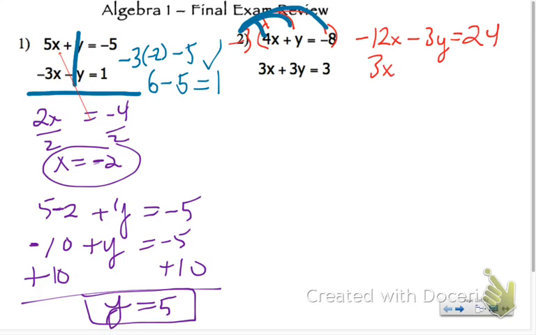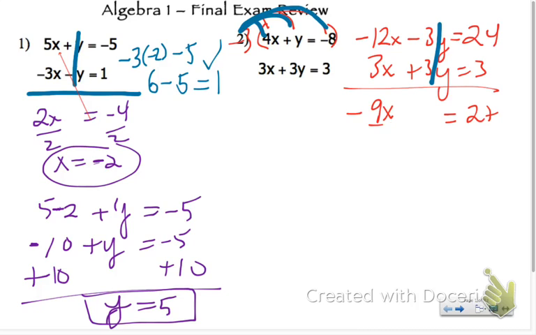And then we have 3x plus 3y equals 3. And then I'm just adding. So as I add and combine like terms, these cancel. This gives me negative 9x equals 24 plus 3, which is 27. If I divide both sides by negative 9, that gives me x equals negative 3. So that's my first answer.